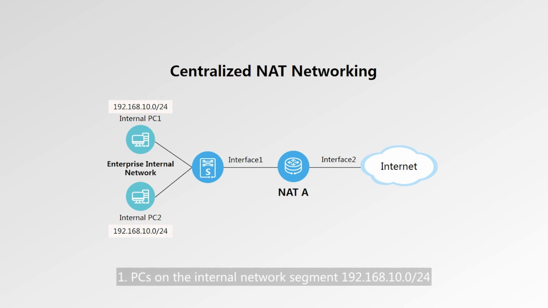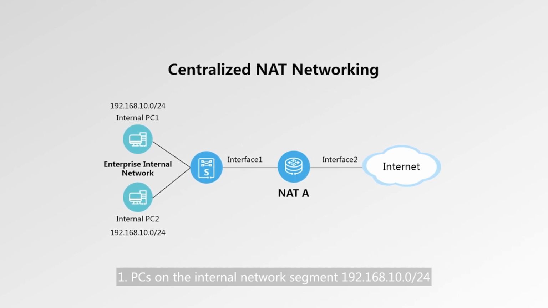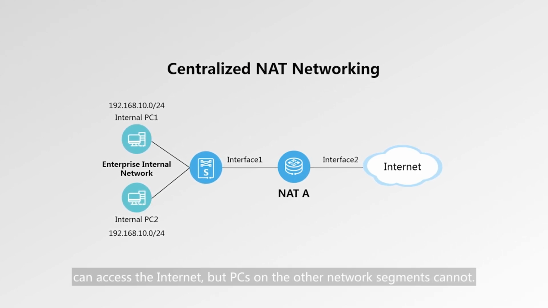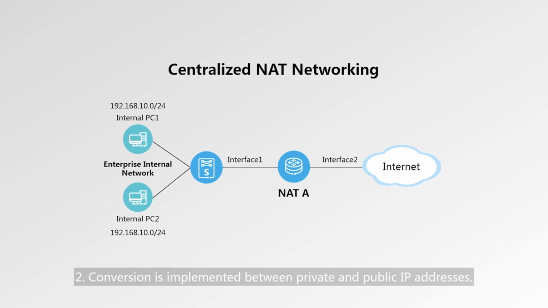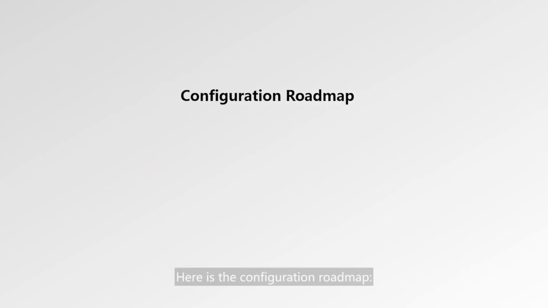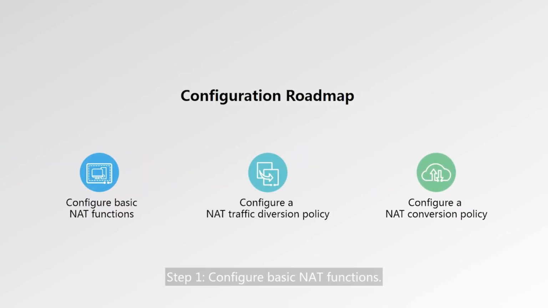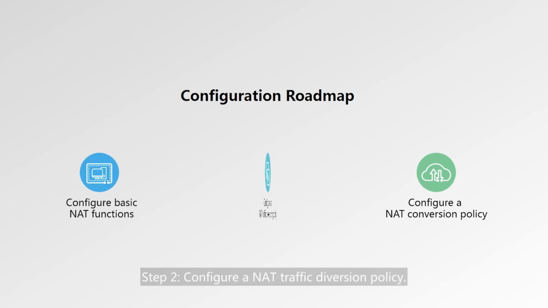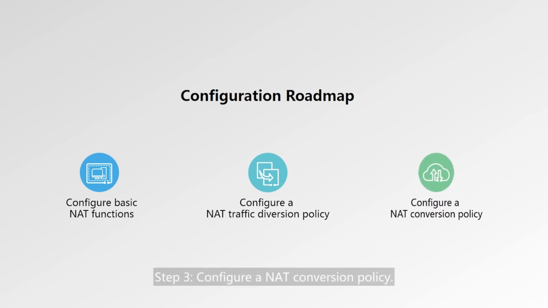1. PCs on the internal network segment 192.168.10.0 with a 24-bit mask can access the internet, but PCs on the other network segments cannot. 2. Conversion is implemented between private and public IP addresses. Here is the configuration roadmap. Step 1. Configure basic NAT functions. Step 2. Configure a NAT traffic diversion policy. Step 3. Configure a NAT conversion policy.